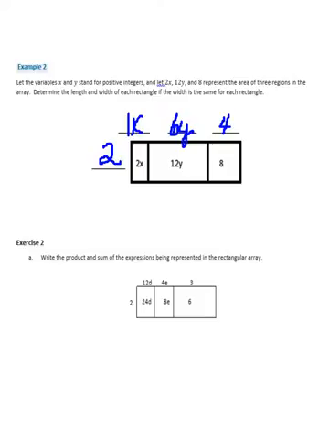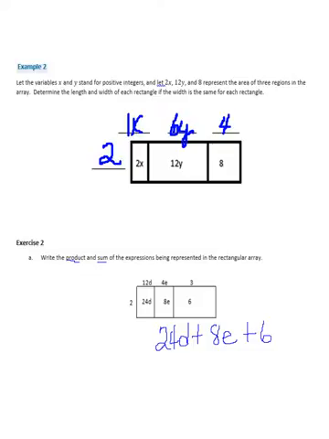Okay, let's try exercise 2. We're writing the product of the sum of the expressions being represented in the rectangular array. Right off, I'm going to go straight for the area, what's already given to me in the interior part of that array. I know that I'll have 24D plus 8E plus 6.